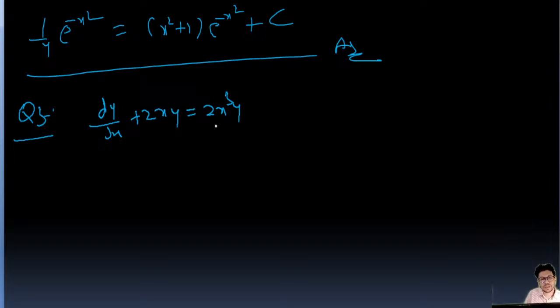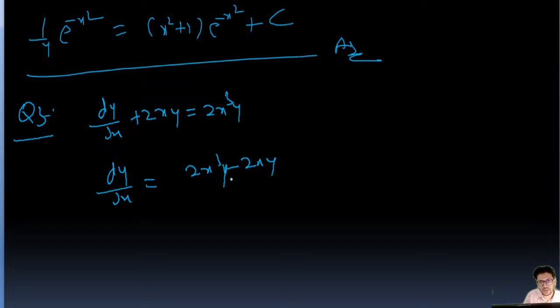There is only y to the power 1, so we don't need to use that method. We can directly solve it by the separation of variables method. If there is a power more than 1, then we can use that method. But if it is only y to the power 1, then we can easily solve it by separation of variables. I'll tell you how. So dy over dx is going to be 2x cube y minus 2xy.